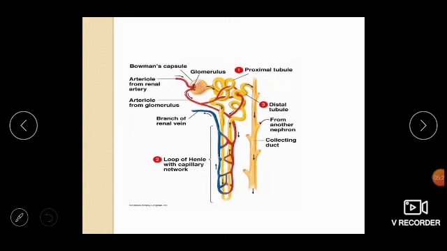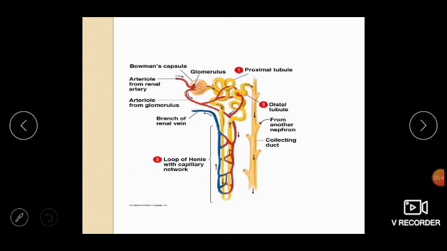Now coming to the filtering units. The filtering units are called the nephrons. You can see the structure of the nephron. You can see this portion. This is the glomerulus, but we will not be moving directly to the glomerulus. We'll see the parts of this first.